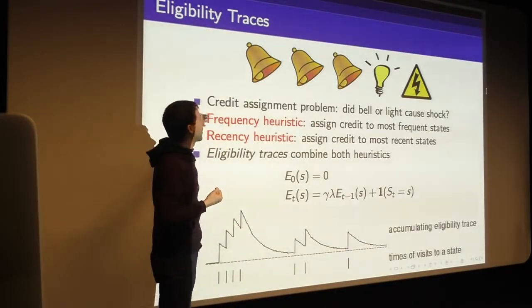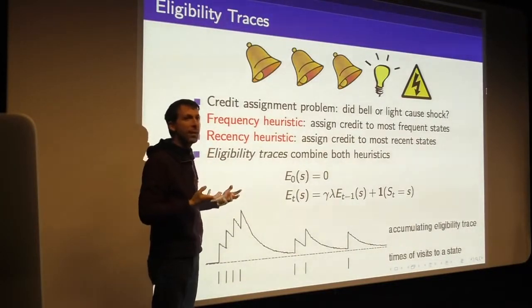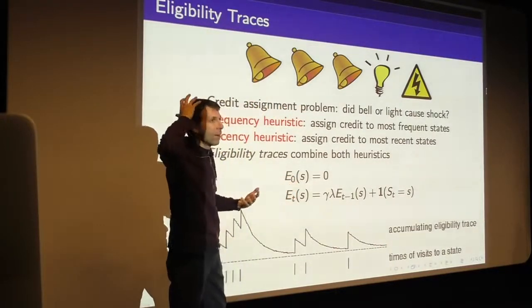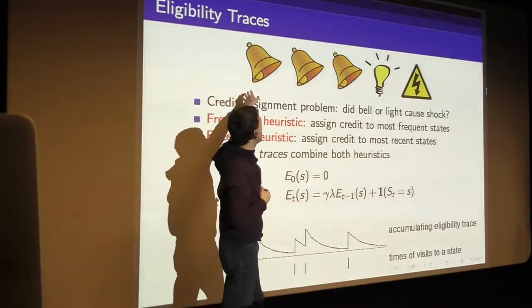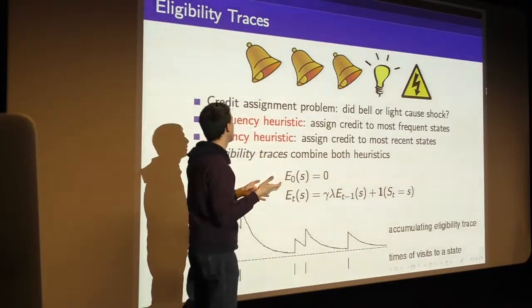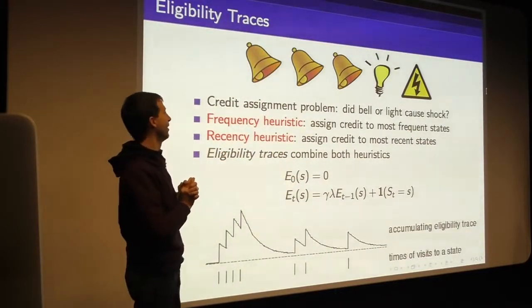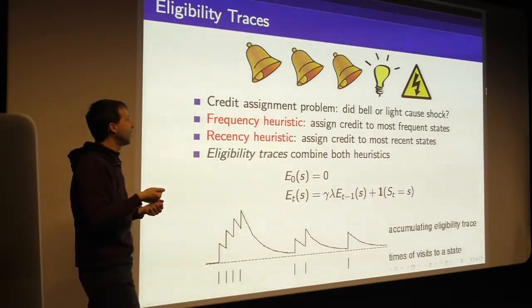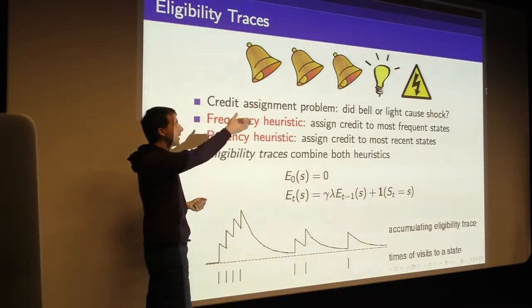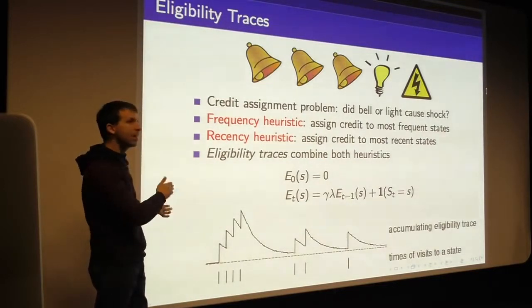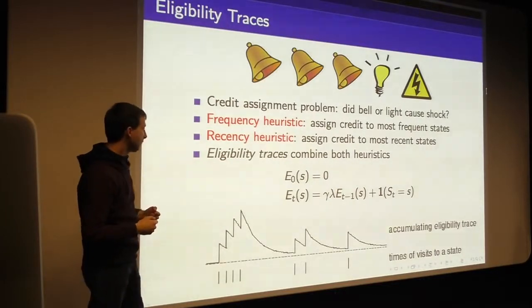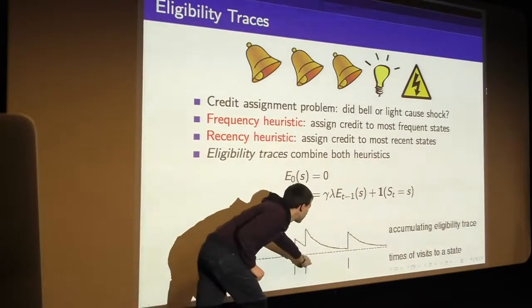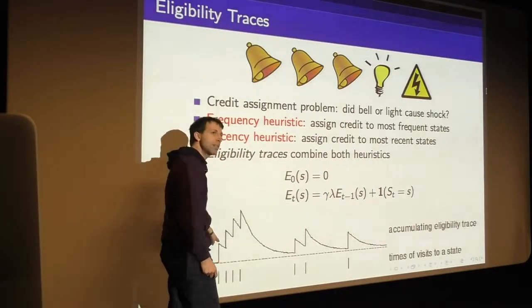If you thought that the most frequently occurring state caused this event, then you would assign credit for the error to the bell. You would say the bell happened more, so I should change my thinking more because of the bell than because of the light. But there's also a recency heuristic, which apparently you are partial to, which says the most recent thing which happens should be assigned credit for the error that we see. And the idea of eligibility traces is to combine both these heuristics together. What we do with eligibility traces is we look over time at the states that we visit. This is the eligibility trace for one particular state, and this is the moment at which we visit that state. Every time we visit that state, we increase the eligibility trace.